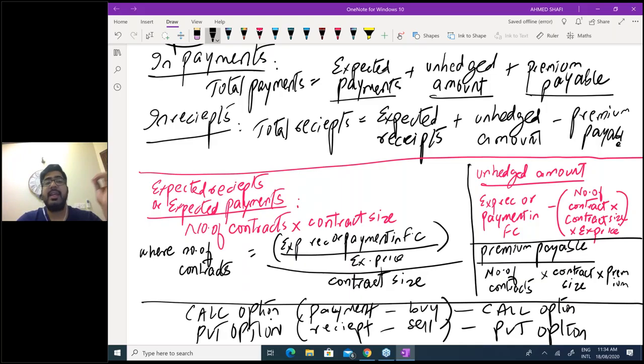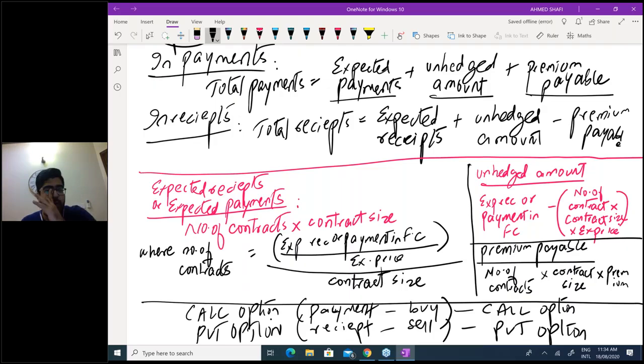So in payments case, when you have to pay the premium, it's increasing your cost. That's why I am adding it. In payments, I have to pay the premium. The payment of premium increases my payments, so I add. But in receipts, the inflow case, when I have to pay the premium, it reduces my receipts. The premium which I have to pay reduces my receipt. That's why I'm deducting.